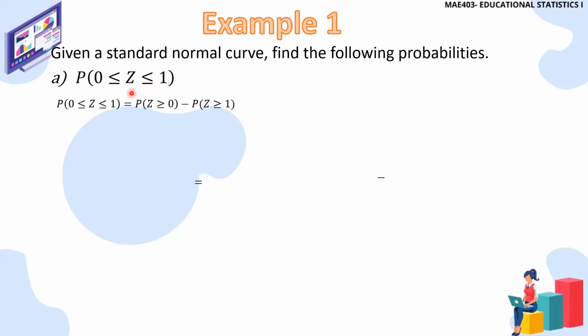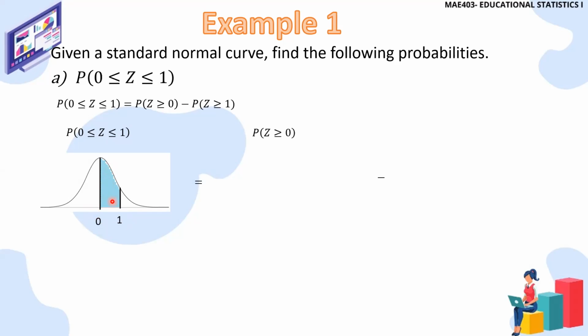If you want to find the probability of z from 0 to 1, it is actually equal to probability of z greater or equal to 0 minus probability of z greater or equal to 1. How do I get this? Refer here. If you want to find the probability of z from 0 to 1, the area under the curve is like this. Since this is the standard normal curve, the center is 0. So from 0 to 1, the blue color here is the area that you want to find.